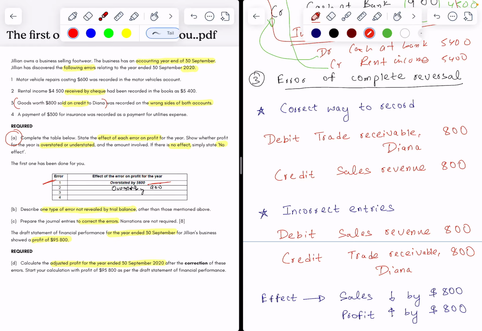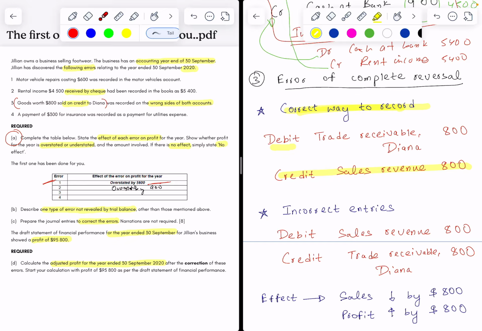Goods worth $800 sold on credit to Diana was recorded on the wrong sides of both accounts. All right. So based on those first few words, the words specifically being goods worth $800 sold on credit to Diana, the correct way to journalize this would be to credit the sales revenue by 800 because obviously we have made some sales, and because we have made the sales on credit, now we have got a credit customer who is Diana, and whenever we have got new credit customers, we have got new assets, and when assets go up, we debit it.